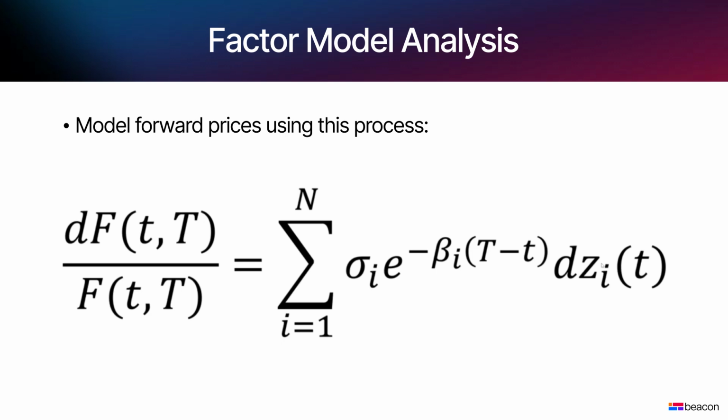So that's sort of the kind of formalism behind this, saying in a factor model, we're assuming that there are n shocks that are these sort of exponentially decaying shocks. And we're assuming that when the curve moves, it's some linear combination of those. So let's jump into Beacon and see how this actually works.